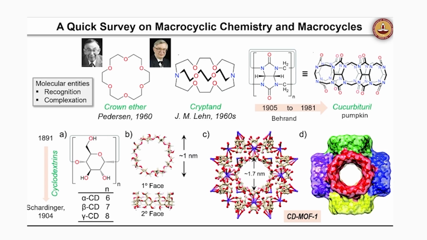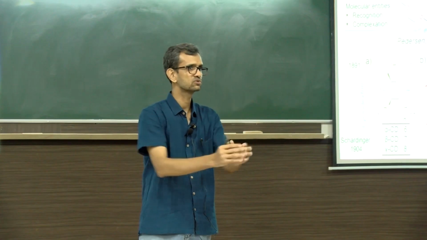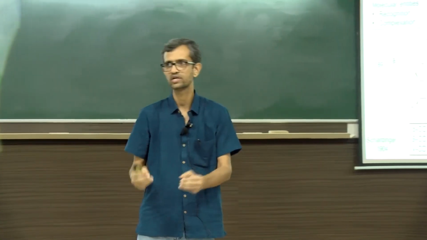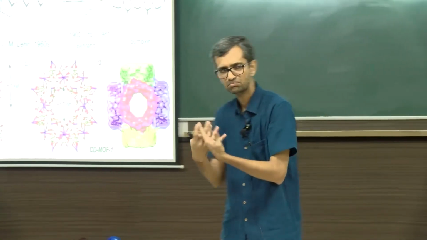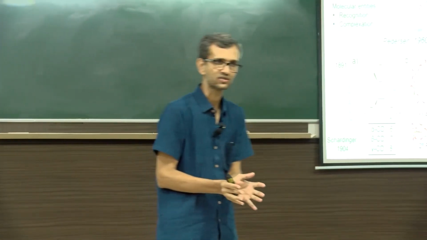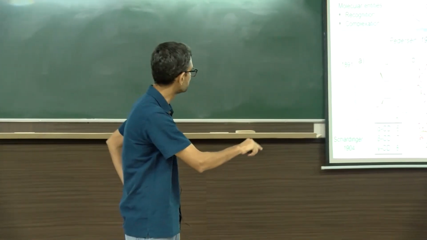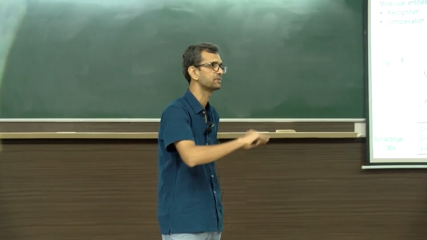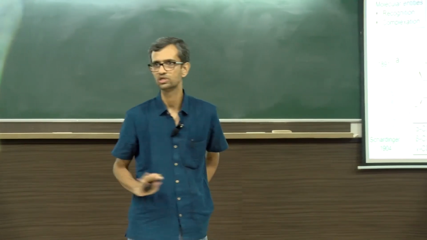So depending on the number of glucose units, they have tried to vary the size of the cavity. If the cavity is small, it can hold small sized molecules. If the cavity is larger, you can have 1 or 2 small molecules, or 1 large molecule. So the cavity size could be modified depending on the synthetic route, the number of glucose units that you are putting.